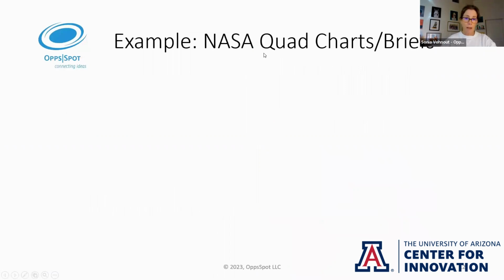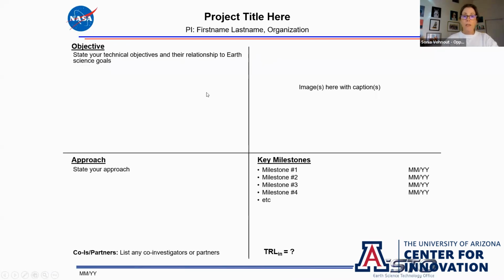So if we look at some NASA examples, if you go online, you can find this. So again, what are your objectives? What is your approach? An image. I had the image on the bottom. They want it on the top. And some key milestones. What's your current TRL? And who you're partnering with, who you're doing business with. And this is a real example that they put.